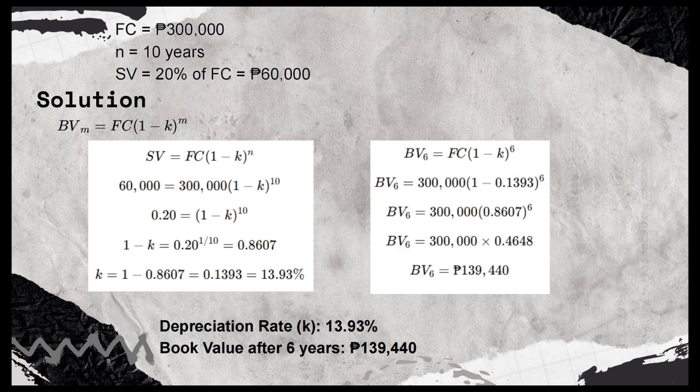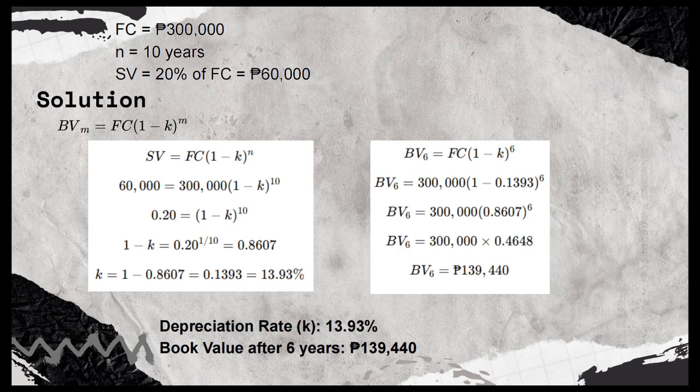So we will substitute. So 1 minus K is equals to 0.20 to the power of 1/10. It is equals to 0.8607. So K is equals to 1 minus 0.8607, and is equals to 0.1393, and it is equals to 13.93%. So this will be the depreciation rate.